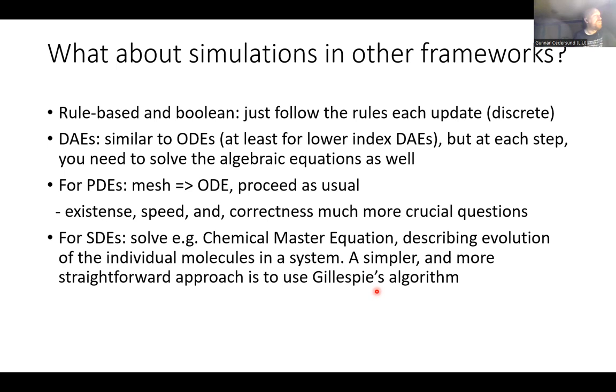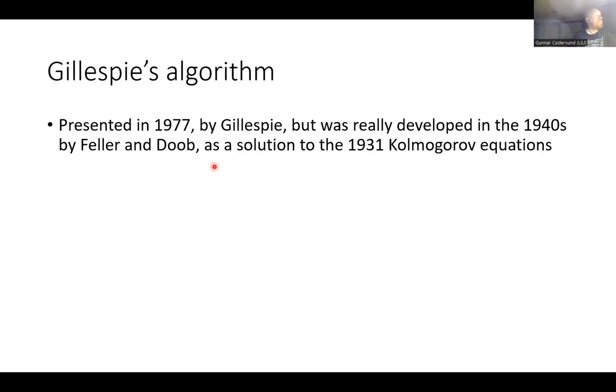So this is something that you should remember. Gillespie's algorithm was presented by a guy called Gillespie in 1977. But it was developed already in 1940 by Feller and Doob as a solution to the Kolmogorov equations, which are related.